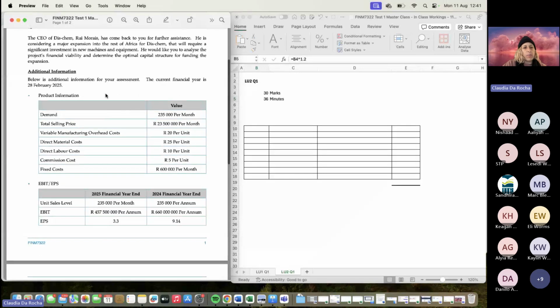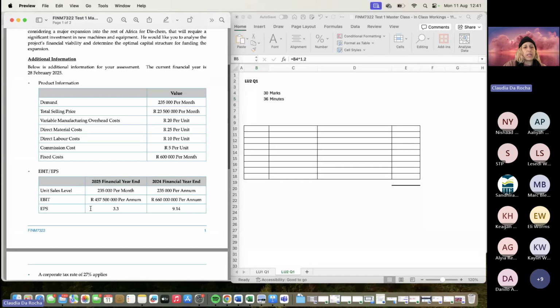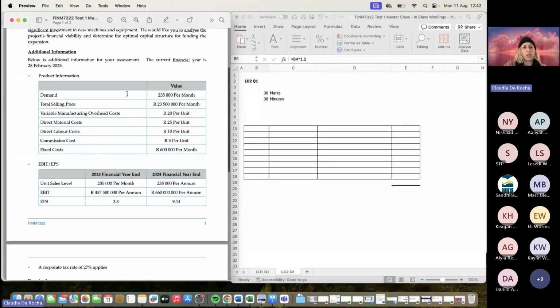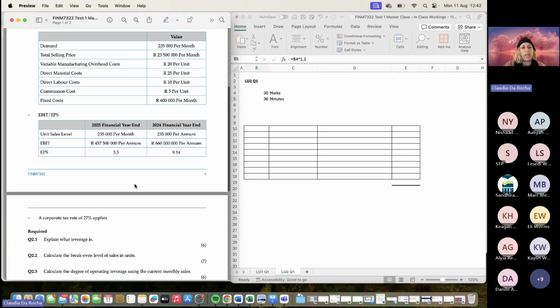And we have our project information. We have our EBIT and EPS and the corporate tax rate as well. So the project information, we have the demand with the total selling price, with the variable manufacturing overhead costs, direct material costs, direct labor cost, your commission costs, and your fixed costs. And then you have your EBIT and EPS for 2025 and 2024.